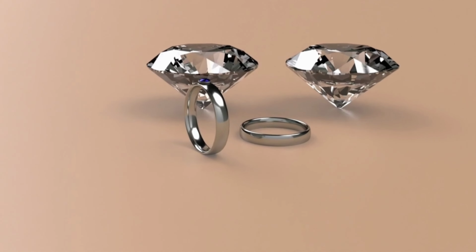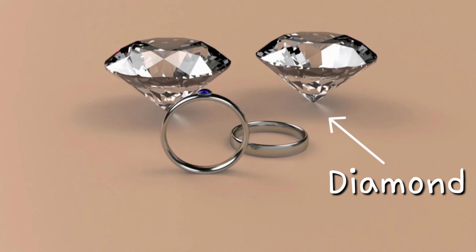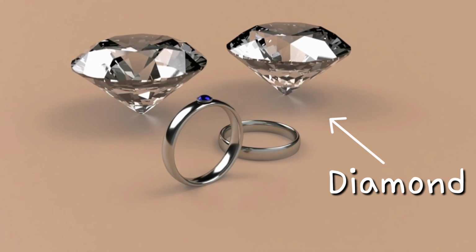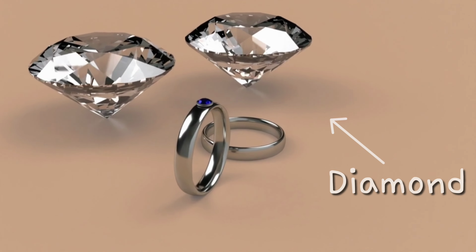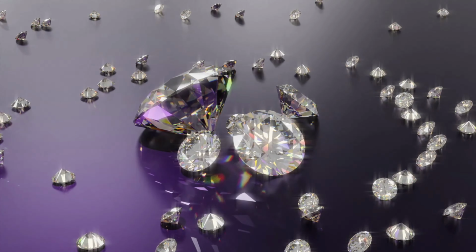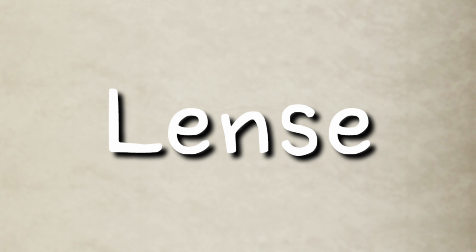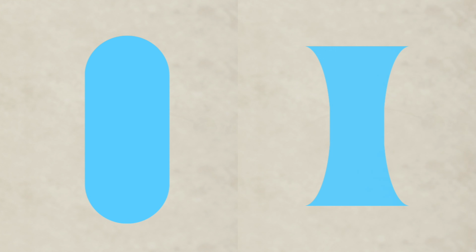A great example are diamonds. Diamonds have an exceptionally high refractive index, causing light to bend multiple times within them. This bending of light creates their dazzling sparkle under sunlight or artificial lighting. Lenses are tools that use refraction, and they can be divided into two main types.